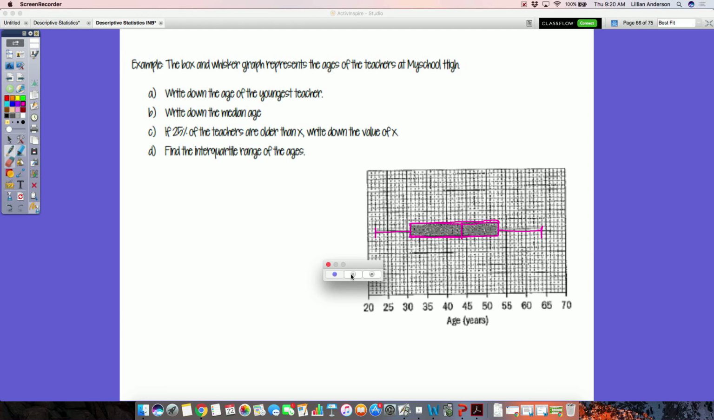The next question says, if 25% of the teachers are older than X, write down the value of X. And then the last one, find the interquartile range of the ages.